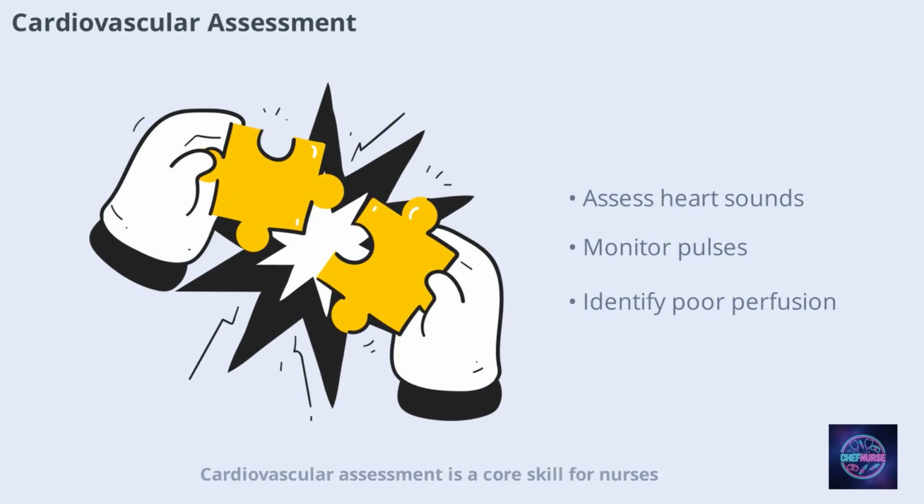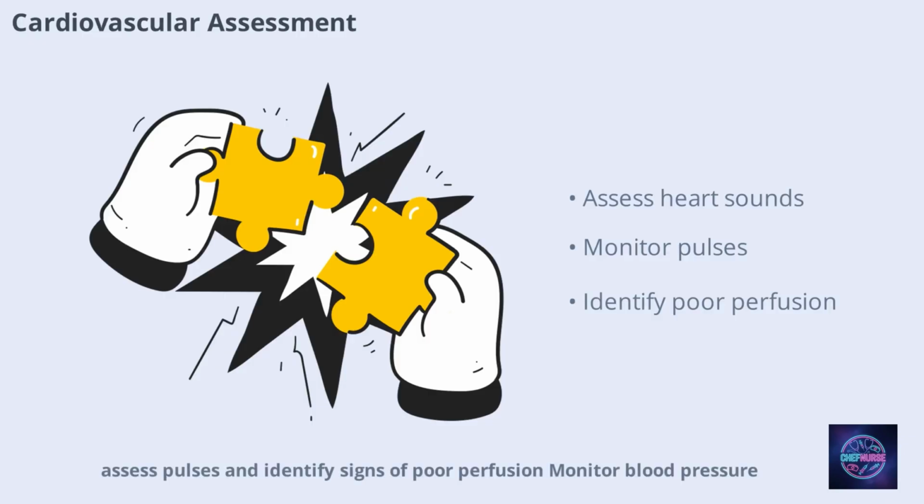Cardiovascular assessment is a core skill for nurses. The NCLEX may test your ability to recognize abnormal heart sounds, assess pulses, and identify signs of poor perfusion. Monitor blood pressure, heart rate, and look for symptoms like chest pain or edema. Early detection of cardiovascular issues can prevent complications and improve patient outcomes.